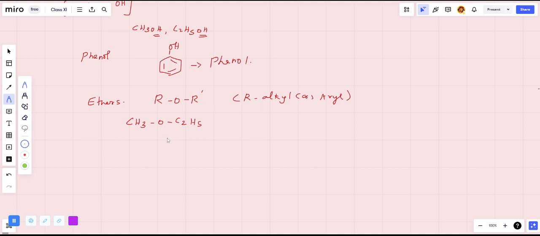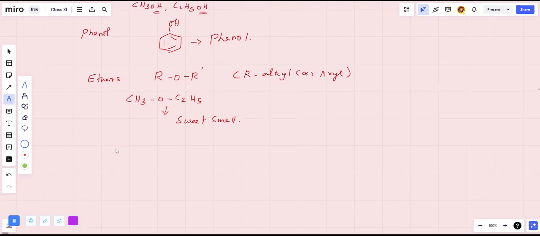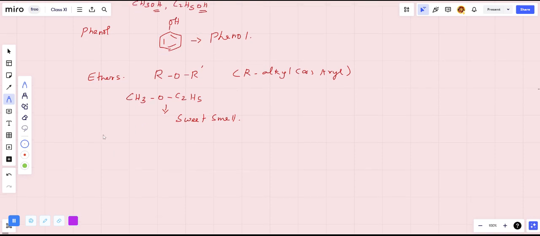Okay, so ethers have a sweet smell. It has one smell, a sweet smell. So alcohol, phenol, ethers. But why do we need to learn this? That is the question. Why do we want to learn this? Because of its uses.